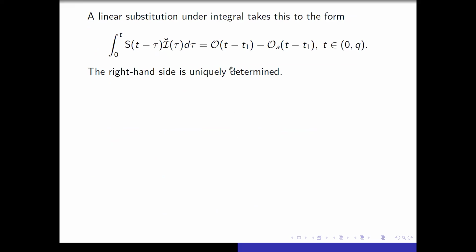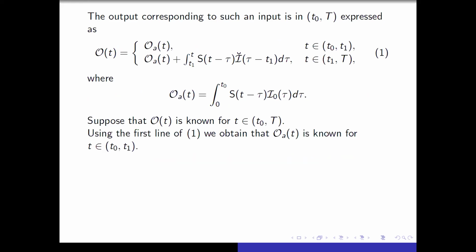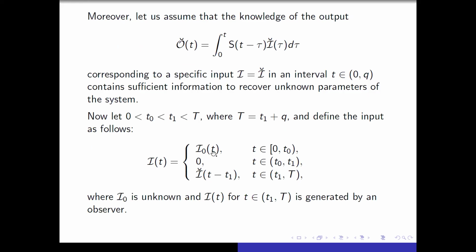Now we do a simple linear substitution under this integral and reach such a form. This is the right-hand side, this is the output that corresponds to this specific input here. And we know this output principally. This is uniquely determined. This means that the parameters of the system are uniquely determined, because we know the output on the interval from 0 to q of the specific input, and this means that it is possible to solve uniquely this identification problem for parameters. What is still unknown is the history of input, as I said. What we constructed here is that I0 is unknown, but we have removed it.